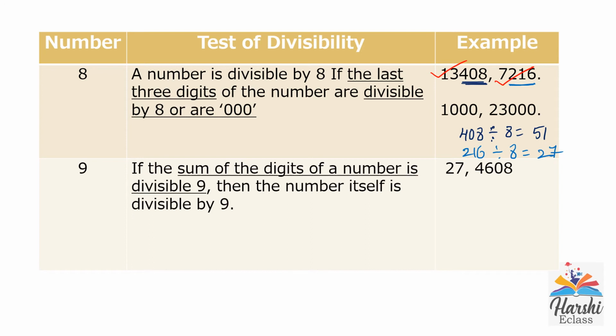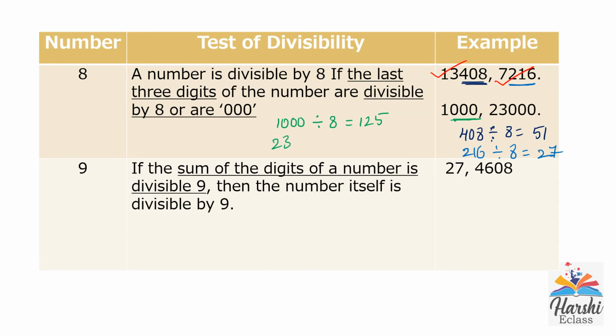If the number is ending with 3 zeros, then also it is divisible by 8. For example, 1000. 1000 is ending with 3 zeros. So it is completely divisible by 8. 1000 divided by 8 is equal to 125.